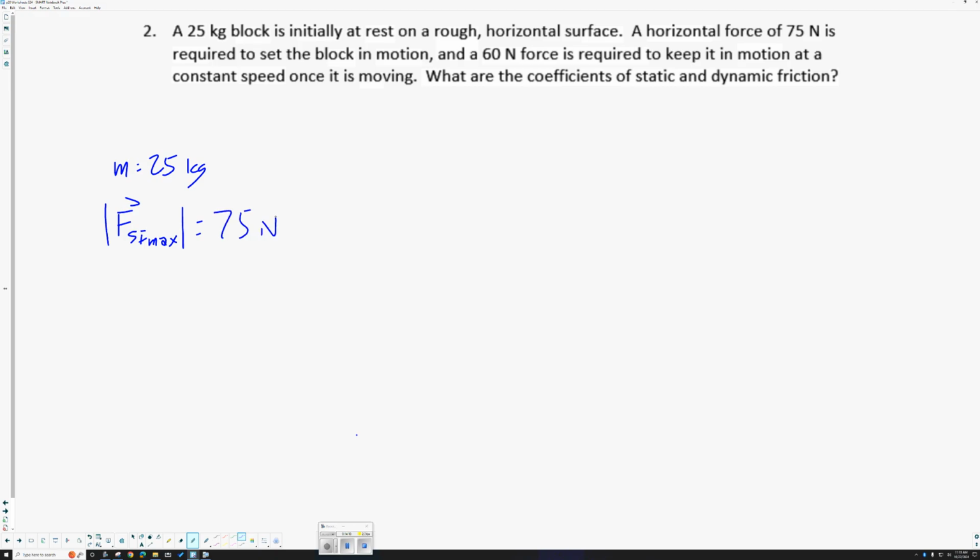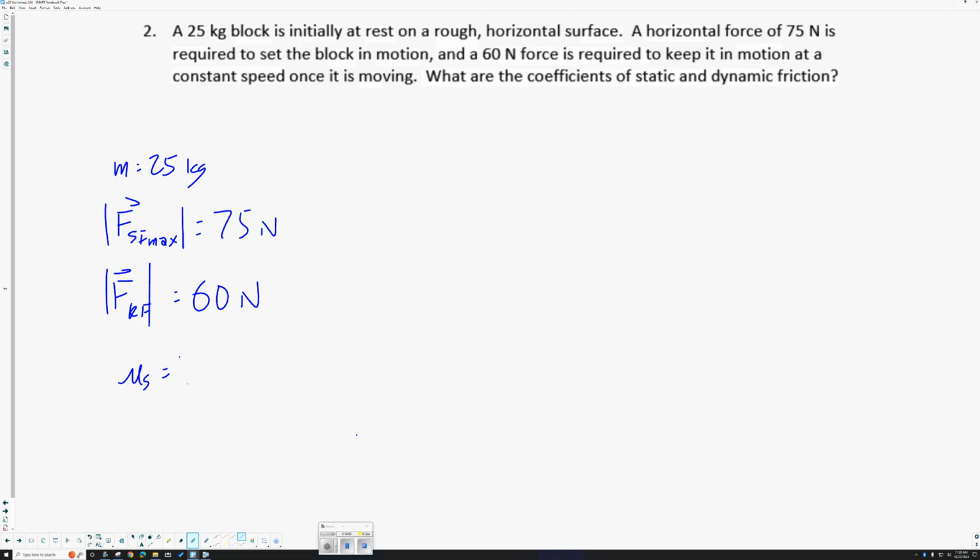75 newtons is required to get it moving. 75 newtons is required to overcome the maximum force of static friction. The FSF max must be 75. Now, what is the 60 newton thing? That's a whole other force, right? That's the force of kinetic friction. Technically, it's the applied force, but if it's moving at a constant speed, we're in a state of equilibrium. Forces must balance. So the force that I'm pulling with has to be equal and opposite to the force that friction is pulling backwards with. So FKF is 60 newtons.